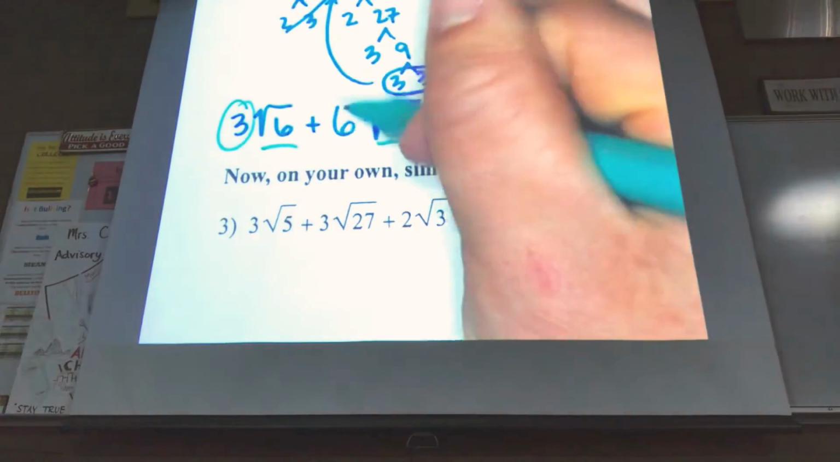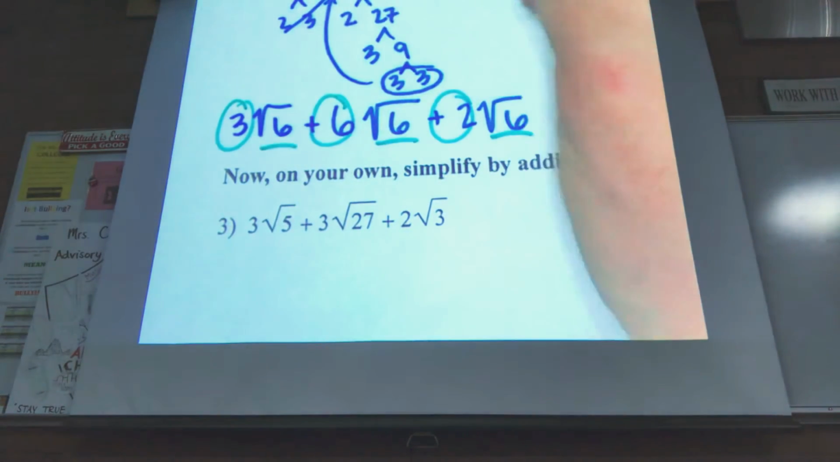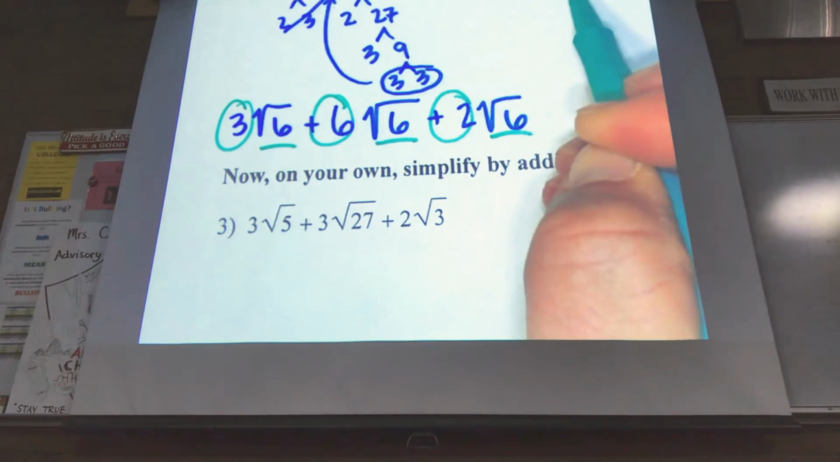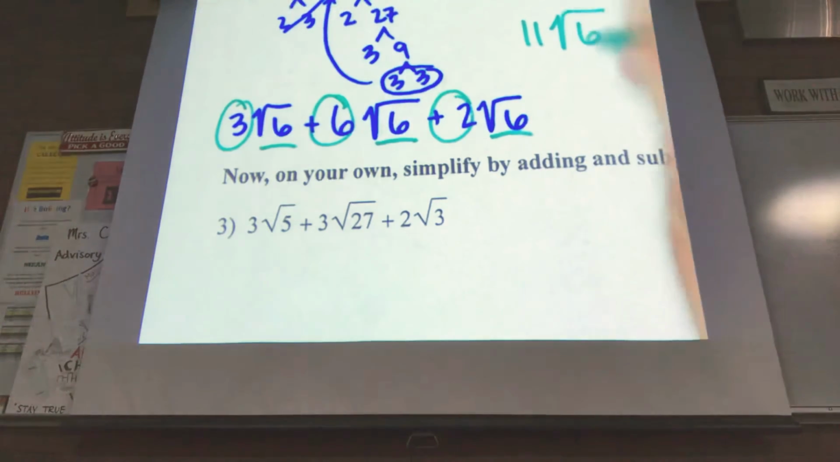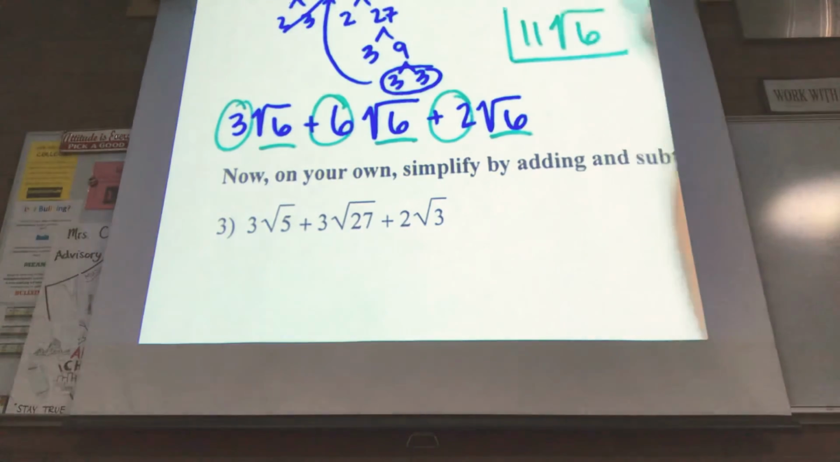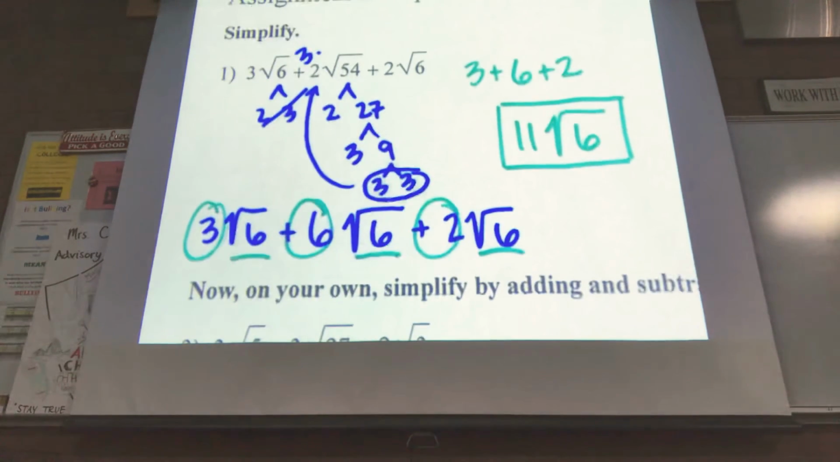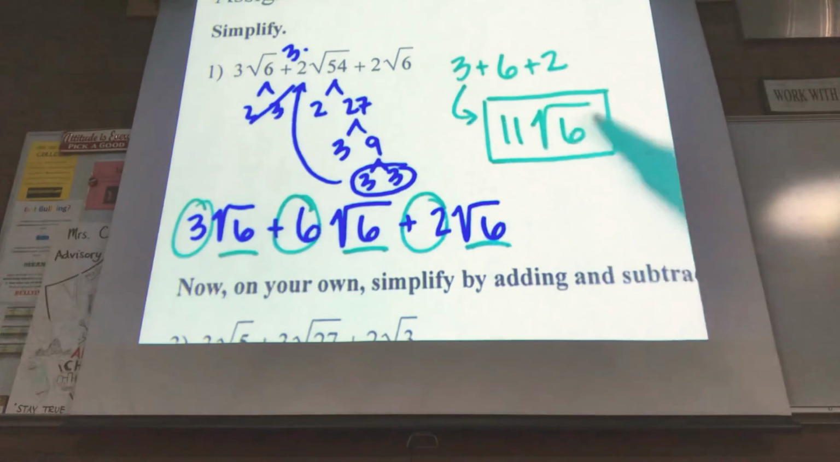3 plus 6 plus 2. Okay, so we have 3 plus 6 plus 2. 3 plus 6, 9. 9 plus 2, 11. And then we just add our root 6 on the end. And that is our answer. Sorry you guys couldn't quite see that. 3 plus 6 plus 2 gives me that 11. Then we just take our root 6, put it on the end. Okay, they were all like terms. We could combine all of them.